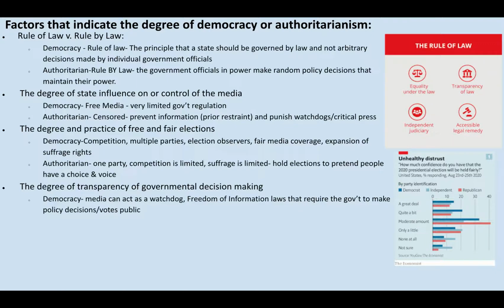We have them in the United States. In authoritarian regimes, decisions are just made in the dark and people have to follow them.